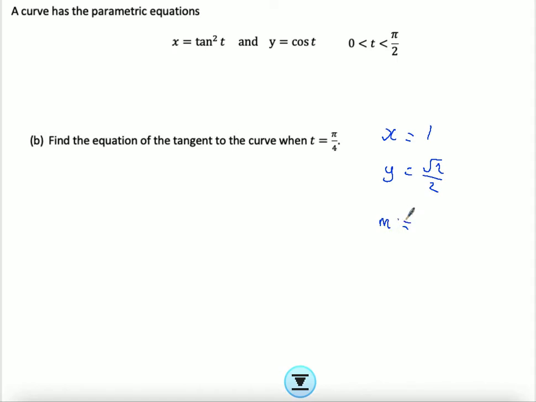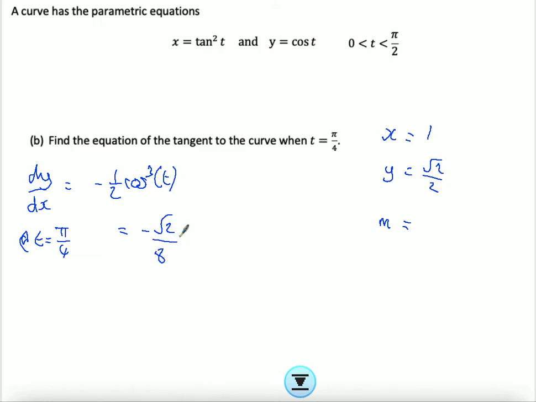And m, the gradient, well, that was the point of differentiating, wasn't it? So dy by dx was negative 1/2 cos cubed t, and we want to work out what it is when t is pi over 4. So our calculator will tell us that is in fact negative root 2 over 8, and that is the gradient of the tangent, which is exactly what we want.